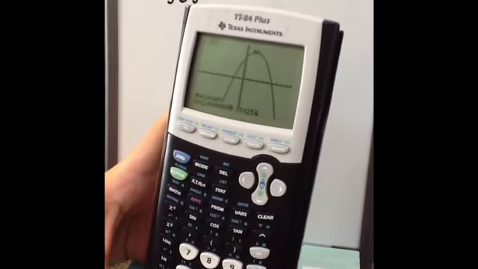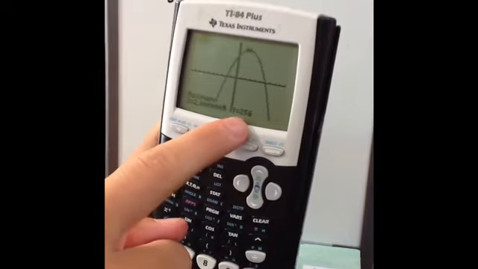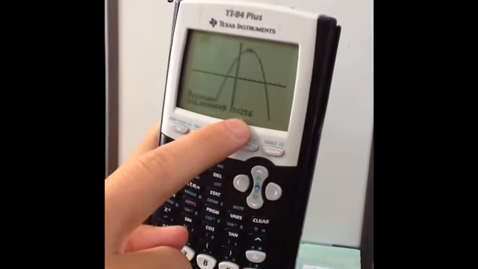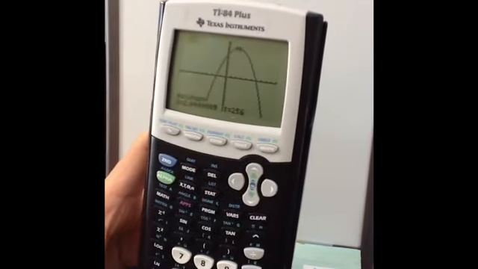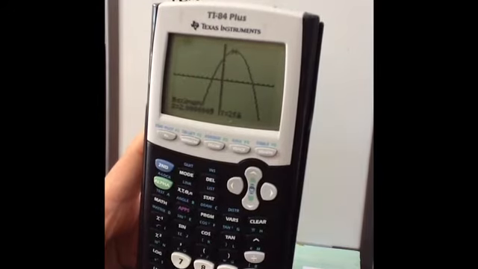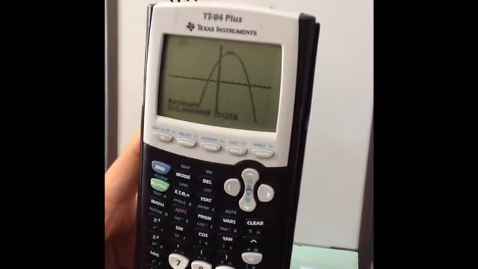So in doing this, we find out that the maximum equals the y-coordinate, which is 256. So the maximum height of the object being cast into the air will be 256 feet.